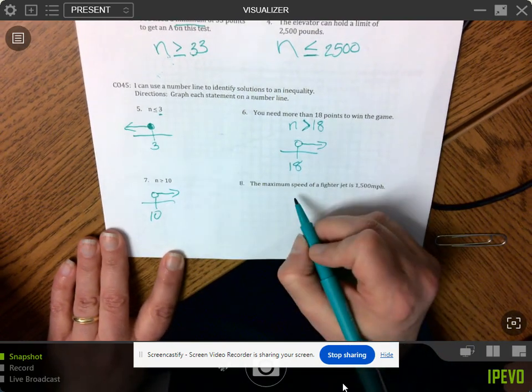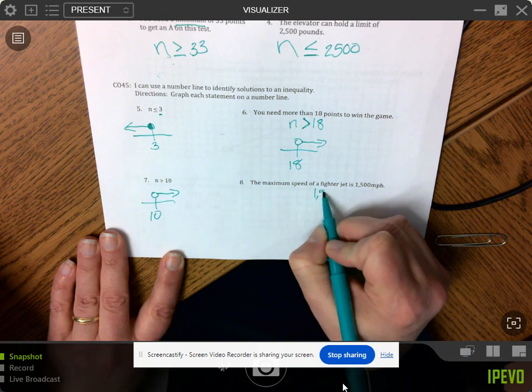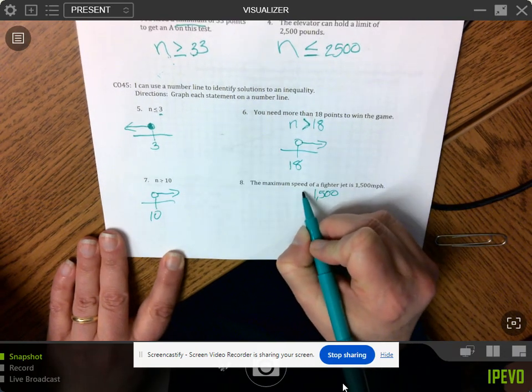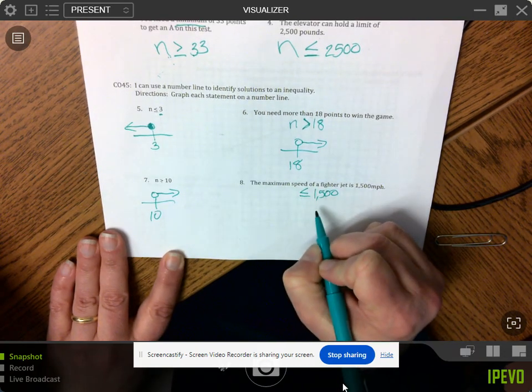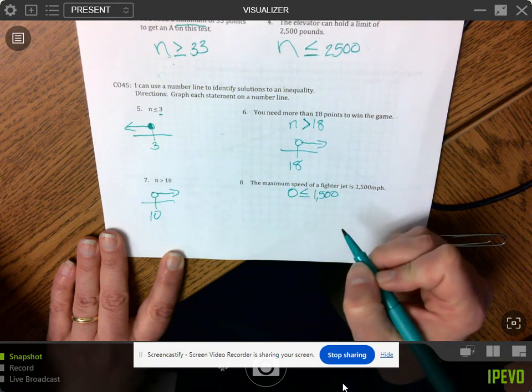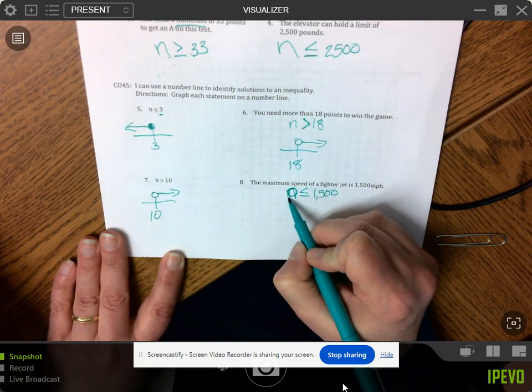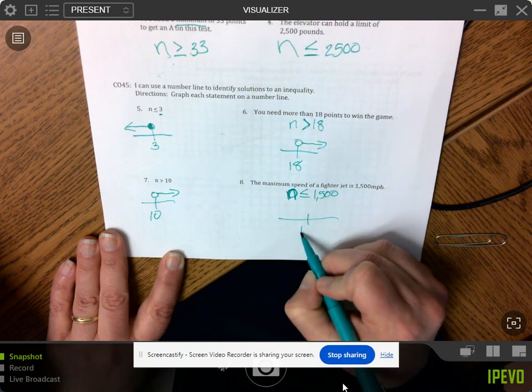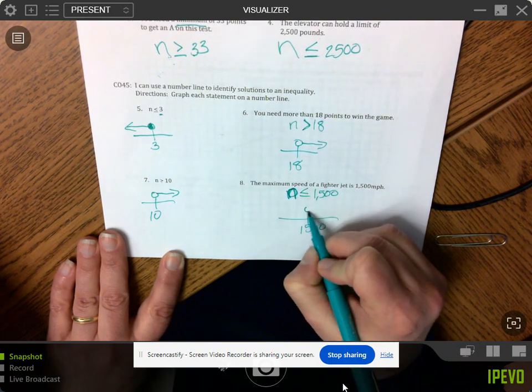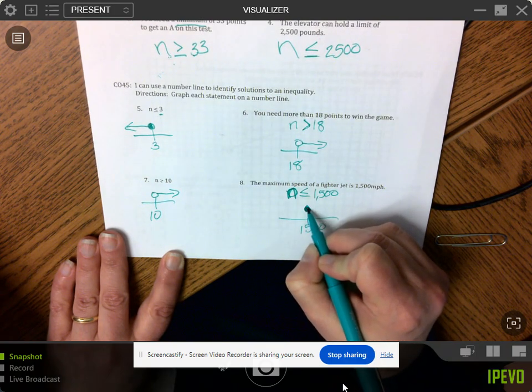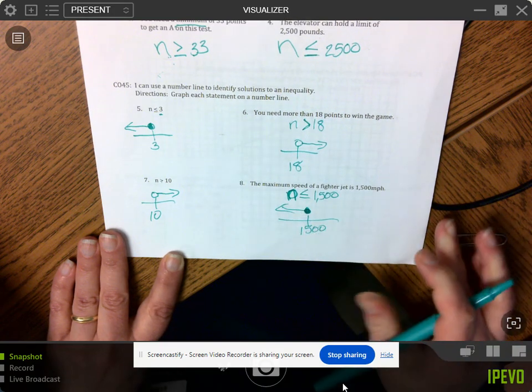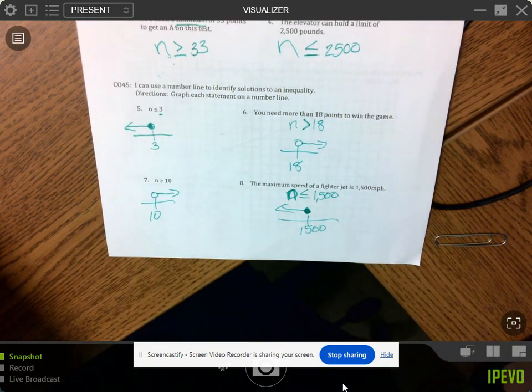Maximum speed is 1,500. Maximum means it can be 1,500, but it can't go over. N can be smaller. So on my number line, I have 1,500. My circle is filled in because it can be 1,500, and I go to the left. Any questions on these ones?